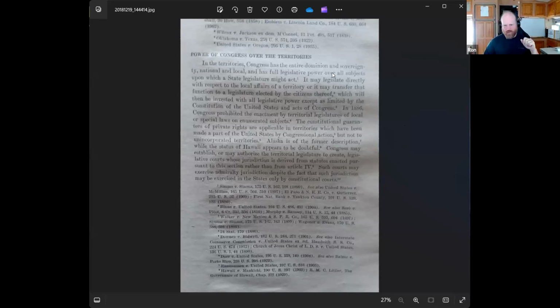Let's go over it again. Let's just look at the words: entire dominion and sovereignty, national, local, and has full legislative power. That term is Article 1, Section 8, Clause 17. That means if it's territorial, as far as Congress's opinion, they can apply exclusive jurisdiction. That's what this says. Let's go further.